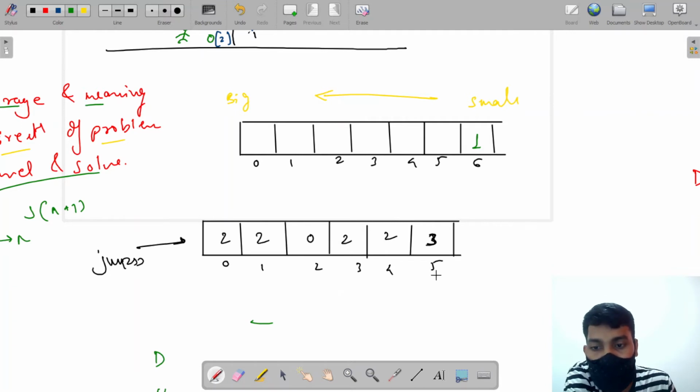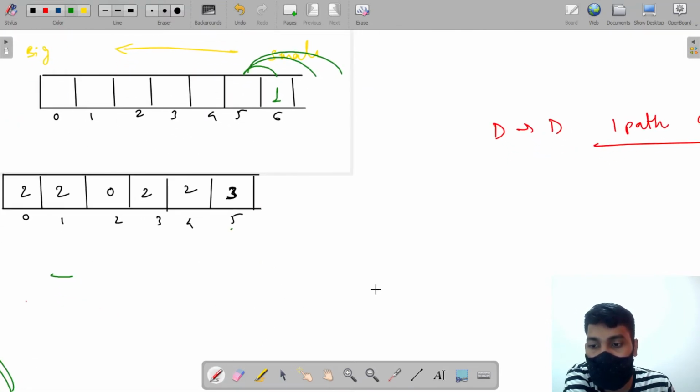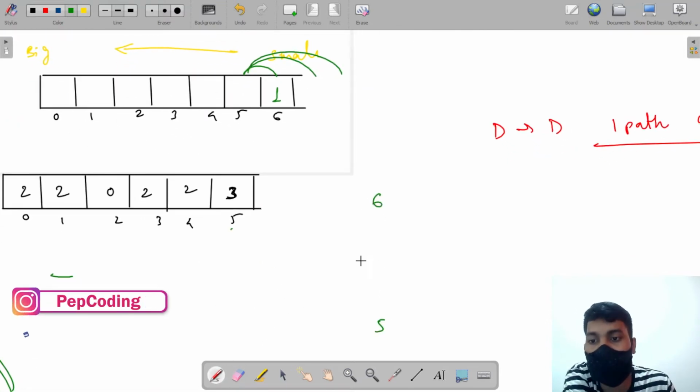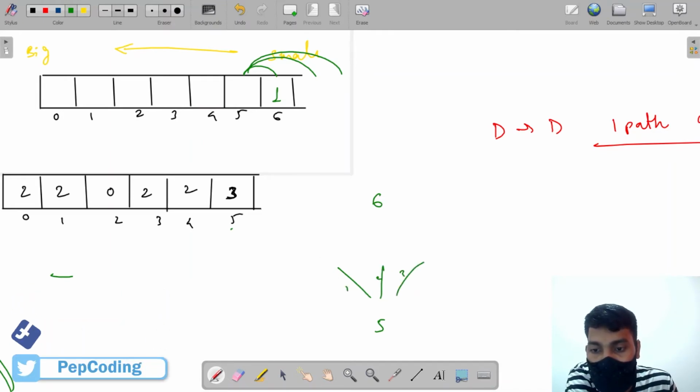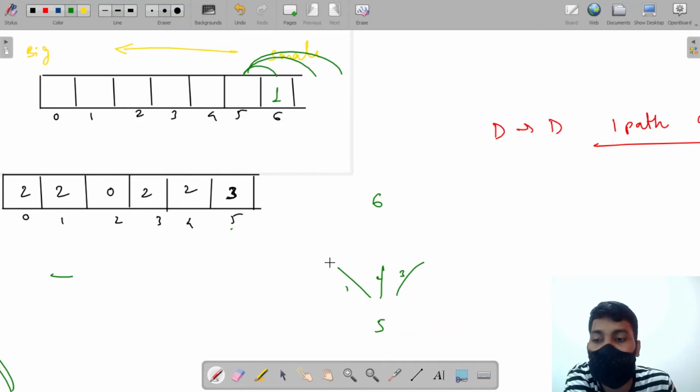Now from the 5th position, that is from the 5th stair, how many jumps can we make? We can take 3 jumps, that is 1, 2, and 3. So what does this mean? This means that if we are at 5 and we want to reach 6, this one jump is leading us to the 6th stair. That is our destination, and to reach from 6 to 6 we have one path, right?